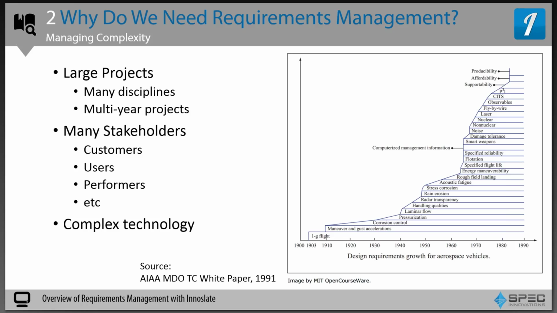And another good example of why we need requirements management is if we're dealing with complex technologies. As you can see on this graph on the right, it's a list of the design requirements growth for aerospace vehicles. When flight first started in 1903, there were very few requirements. They were categorized into things like just being able to fly. But by the time we really get flowing in the 60s, 70s, and 80s, there are a lot of additional requirements categorizations, things like non-nuclear, worrying about noise, worrying about various smart weapons and things like that. You can see the increase in complexity as we've increased the technology associated with flight.